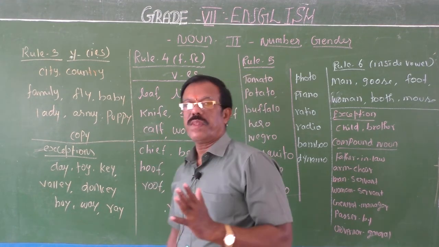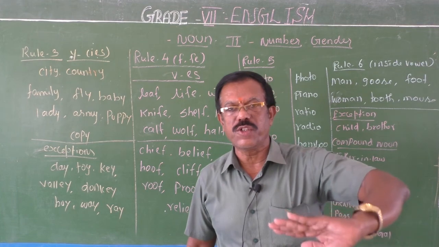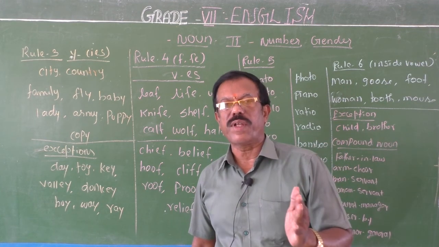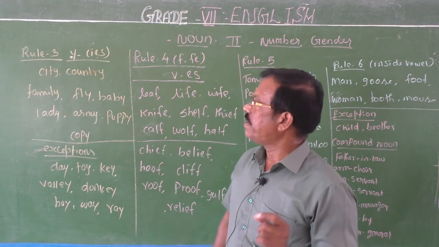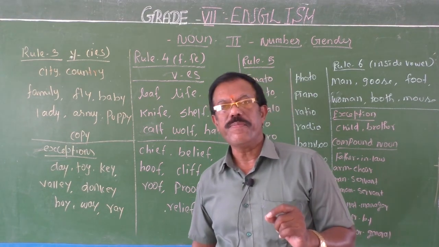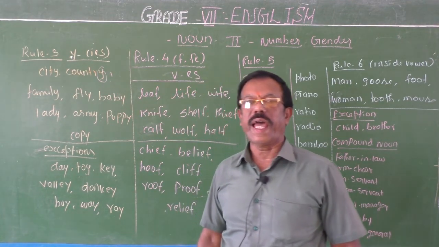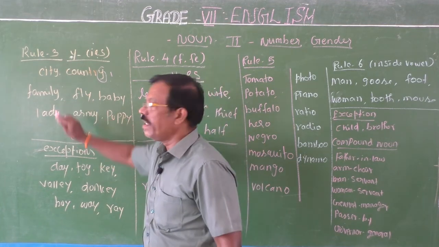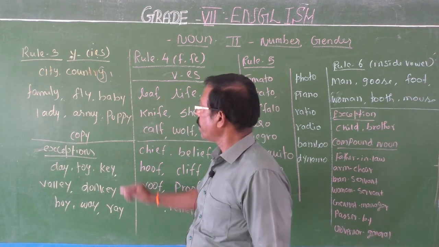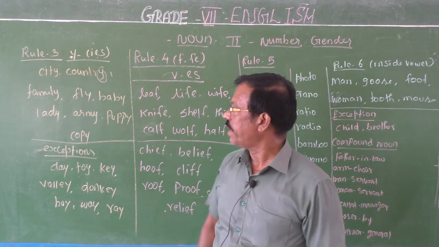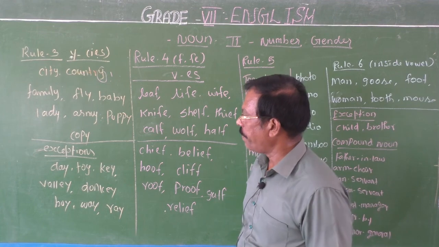See, the nouns which end in Y take their plural form in such a way. First, Y should be changed into I. Then we have to add ES to the singular. Go through the example. City, cities. C-I-T-I-E-S. Country, countries. This Y should be changed into I. Then we have to add ES. Family, families. Fly, flies. Baby, babies. Lady, ladies. Army, armies. Puppy, puppies.